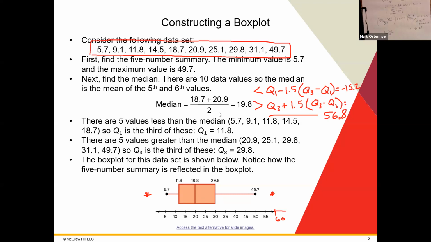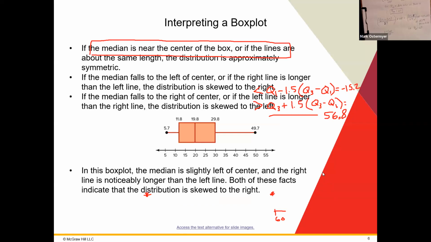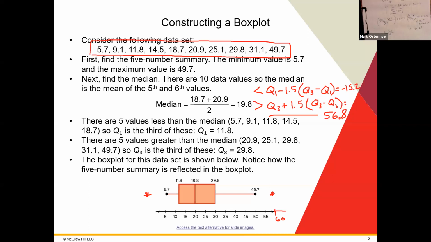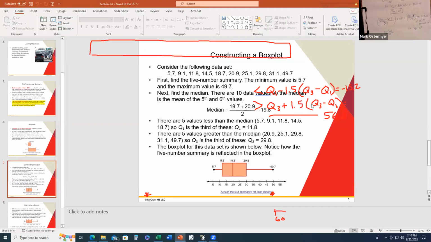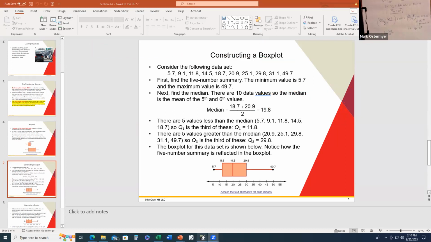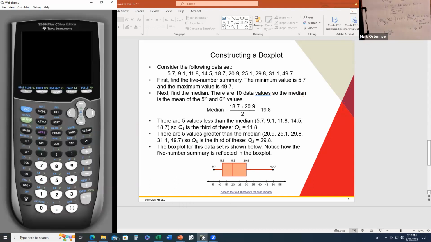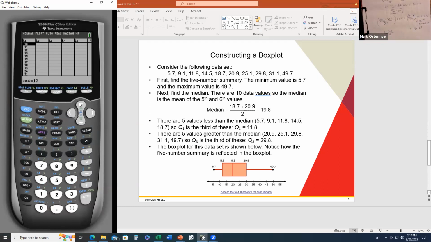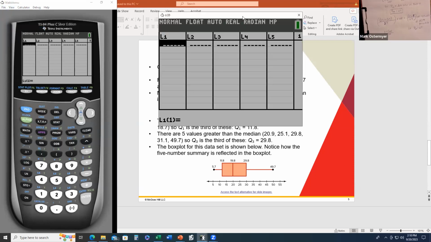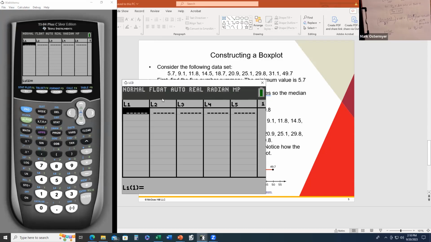Can a calculator build a box plot directly? The answer is yes, ladies and gentlemen. And I'm going to show you right now how to do that. Okay, let me clear out all the garbage here. Okay, let's bring up our calculator here. I'm going to show you how we can build a box plot on your calculator directly. Okay, let's type in the data in list 1 here. How to build a box plot.